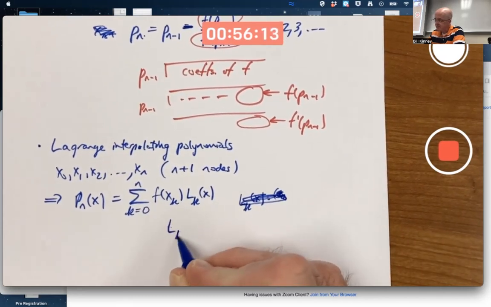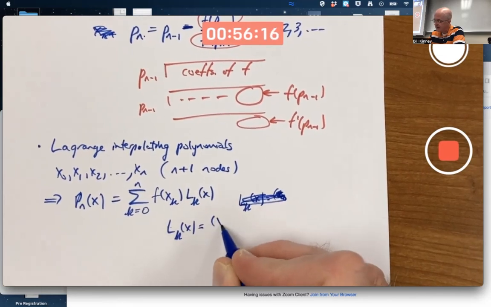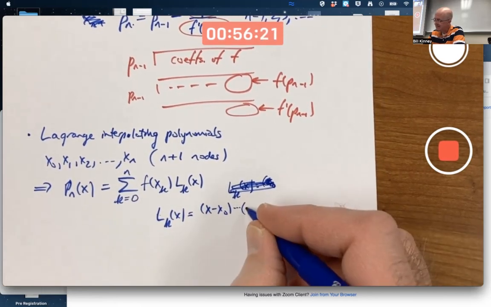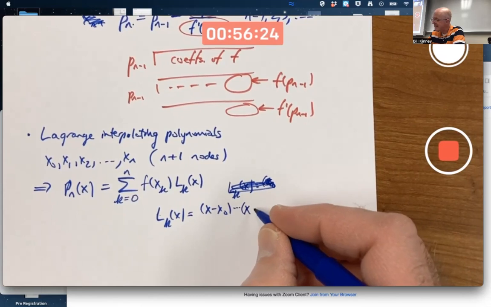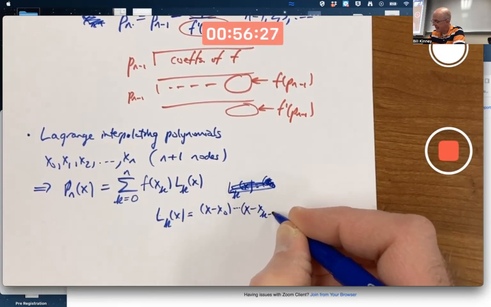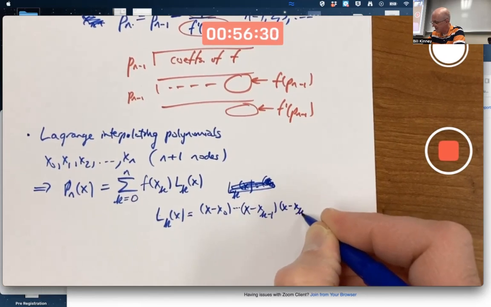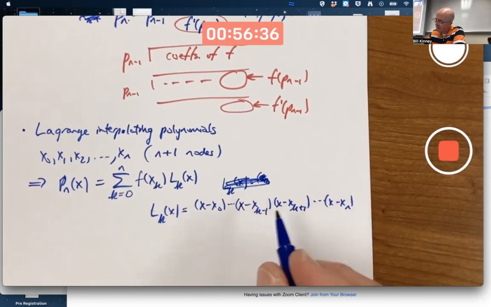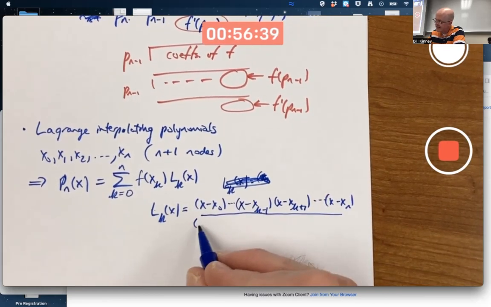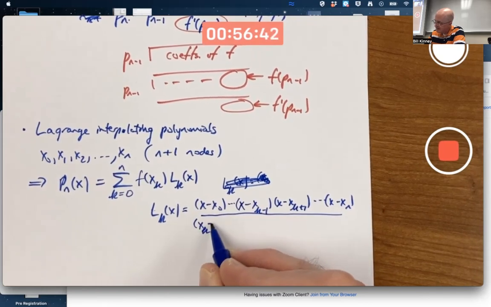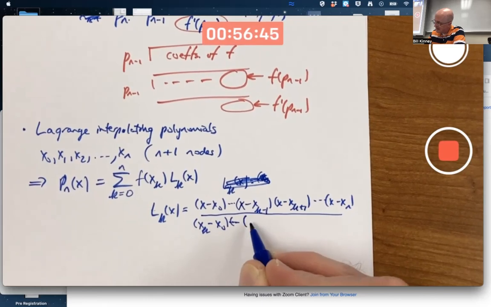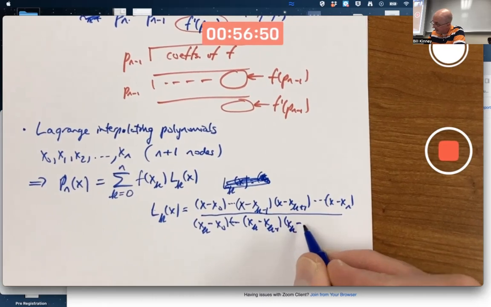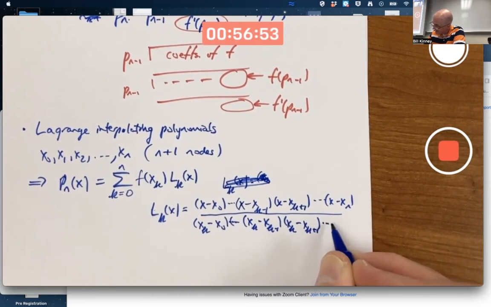So let's see, you could write its formula in this kind of way. You'd want to emphasize that x minus xk would be missing. You have an x minus xk minus 1 and an x minus xk plus 1 in the numerator, and the denominator would be the same things, except you replace all the x's by xk's. So, I mean, this is kind of a pain to write out like I'm doing here, but it's important to understand the idea here.